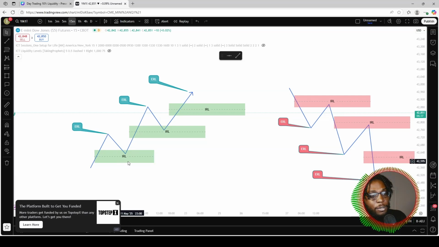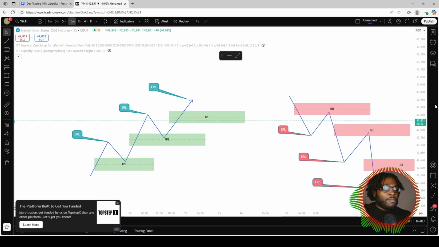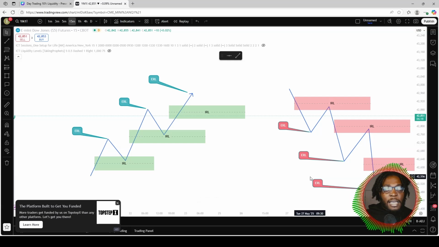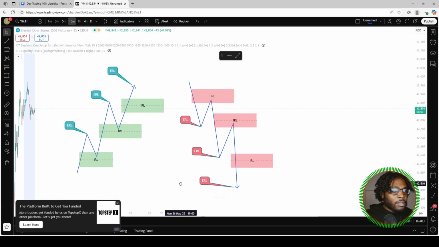So internal range liquidity. That's another way to think about how the markets move, instead of thinking of higher high, higher low. It's going from external range liquidity to internal range liquidity, then external range liquidity to internal range, and you know what I'm saying. And if you look right here, I did the same thing for when we're selling off. It's the same idea.